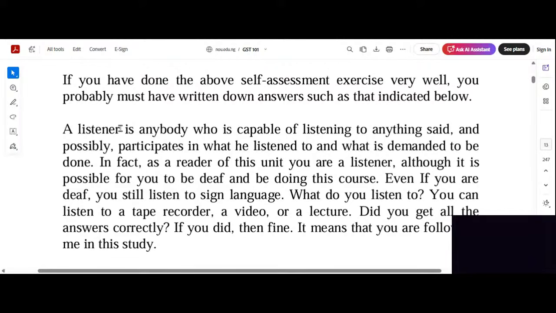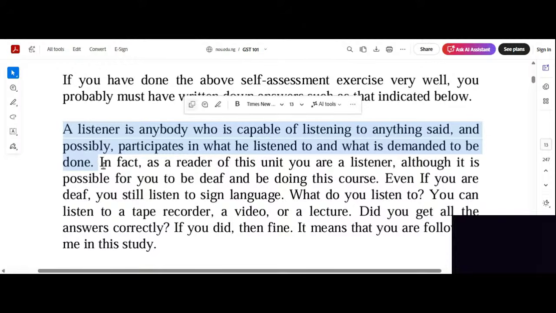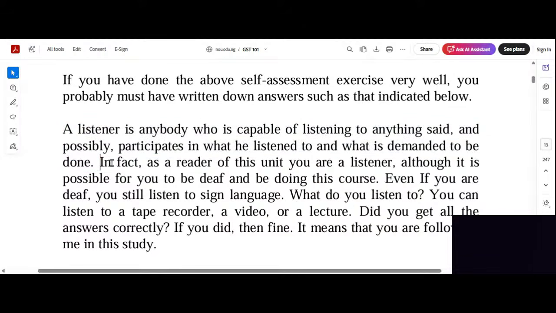Now, guys, this is the time to talk seriously about the meaning of a listener. And this definition is very important to know. It's very important that it sinks in your mind. So, who is a listener? The big question, who is a listener?